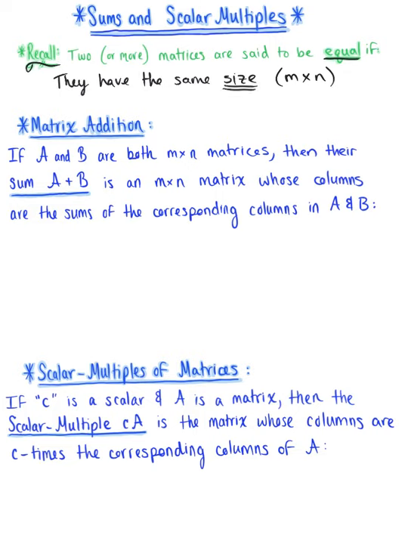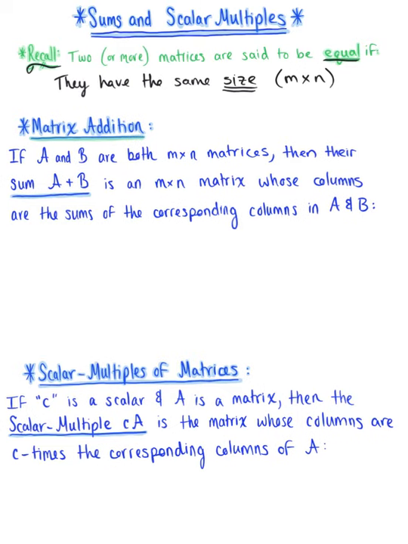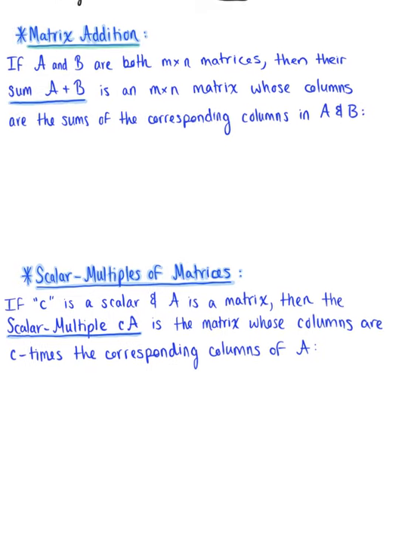So the first algebraic operation with matrices that I'd like to explore together now with you is that of matrix addition. So if A and B are both m by n matrices, then the sum matrix A plus matrix B is also an m by n matrix whose columns are the sum of the corresponding columns in matrix A and matrix B. So what exactly does this imply?